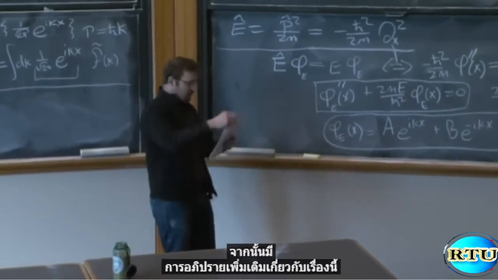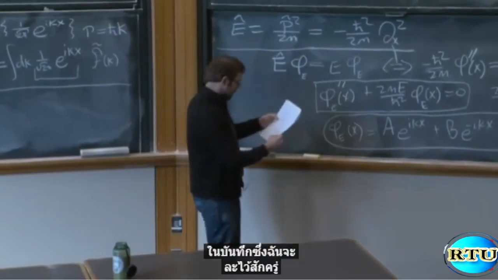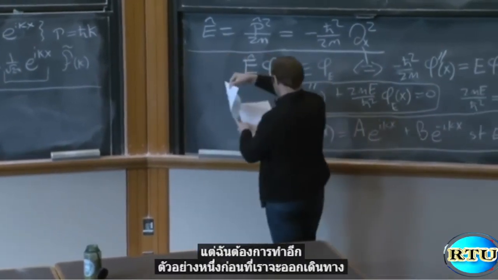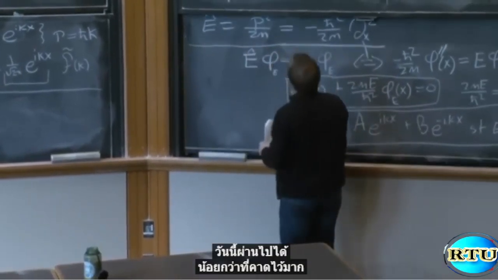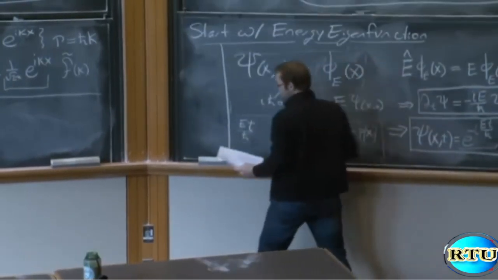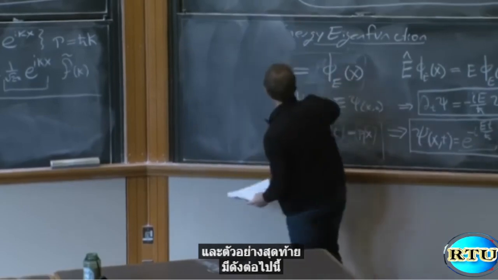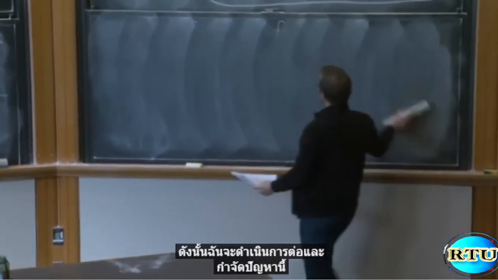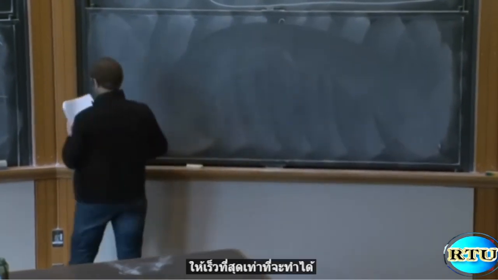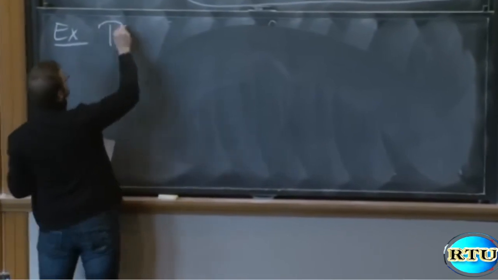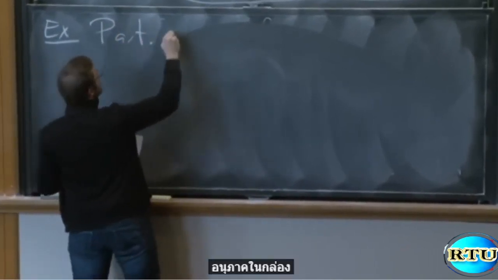OK, and there is more discussion of this in the notes, which I will leave aside for the moment. But I want to do one more example before we take off. Wow. We got through a lot less than expected today. And the one last example is the following. It's a particle in a box. And this is going to be important for your problem set. So I'm going to go ahead and get this one out of the way as quickly as possible. So example 2. Particle in a box.